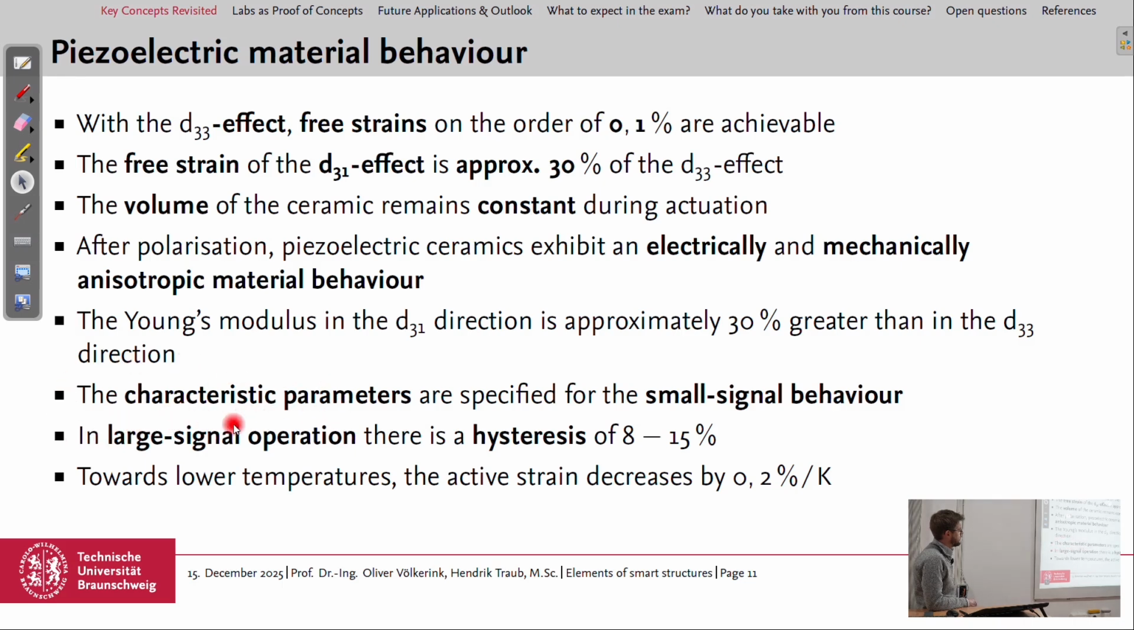Our characteristic parameters are specified for small signal behavior. There we neglect the nonlinear transduction and also losses. But in large signal operation, we have a hysteresis of 8 to 15%. And we can say that towards lower temperatures, the active strain decreases by a factor of 0.2% per Kelvin.